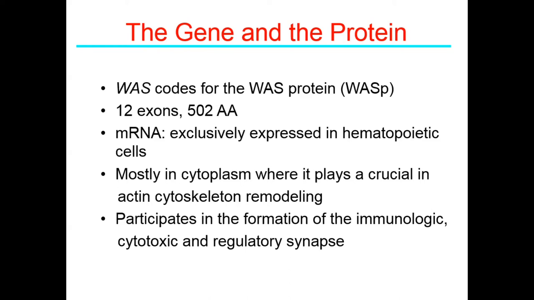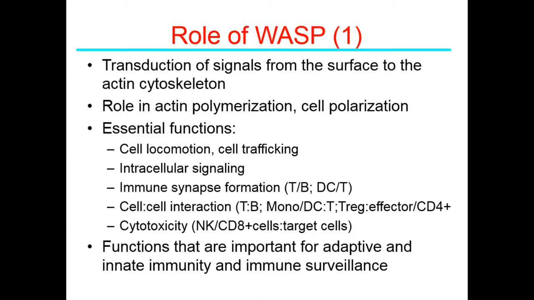And what does WASP do? I already mentioned it. It is involved in this actin polymerization and the cytoskeleton, so it makes cells move forwards and backwards, and it's a very, very delicate regulation of this actin polymerization. It has essential functions for cell locomotion, moving of cells, cell trafficking. It's very important for signaling, talking to other proteins inside the cell. And so this immune synapse formation between T and B cells, I already explained to you, between dendritic cells and T cells, also between NK cells, natural killer cells, and target cells, and regulatory T cells.